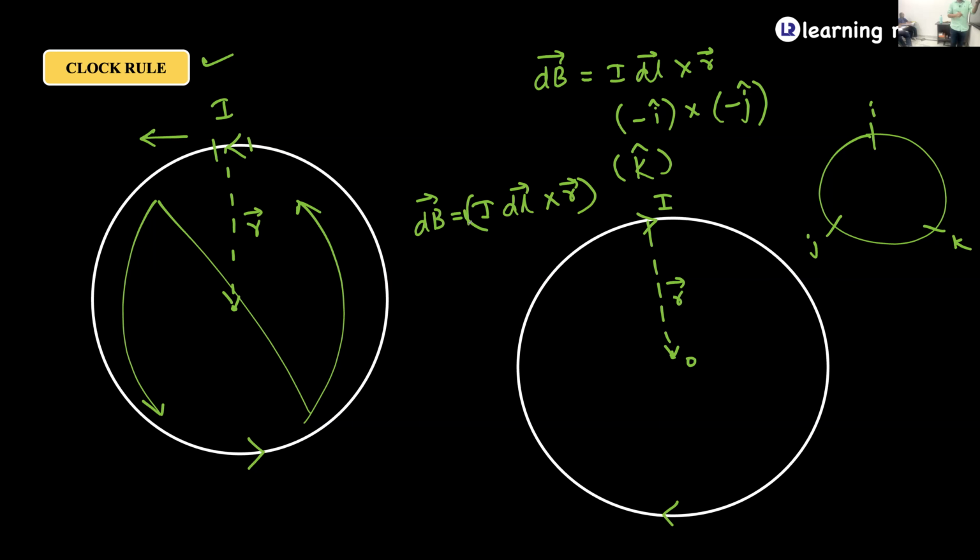So what is the direction of i dl vector in this case? It is i cap. So i cap cross, what is the direction of R vector? It is the same, minus j cap. So i cross j is going to be k cap. See, i cross j is k cap only, but there is a minus sign because of which you write a minus. So minus k cap means it is into the plane.